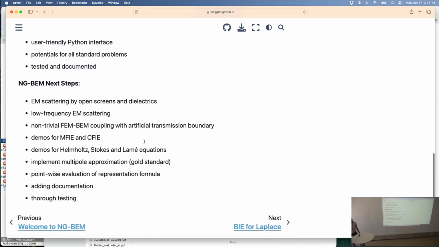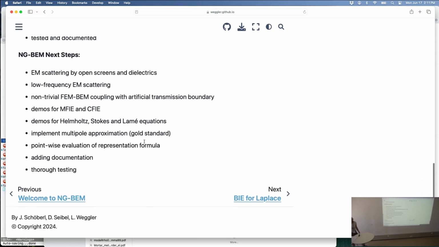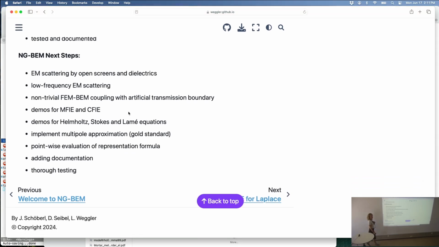Okay, so this is still open, and of course it's work in progress. We are not yet where we want. Especially, my PhD was about Maxwell's equations, so that's my personal expertise. So I would like to have electromagnetic scattering for open screens in dielectrics. That's not yet in the code. It's the part that I want to present you. But the dielectrics, they are not yet there. The low frequency EM scattering, that's my PhD work. I want also to have this in the code.